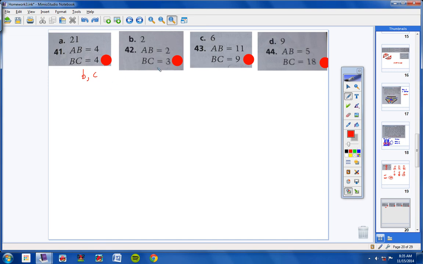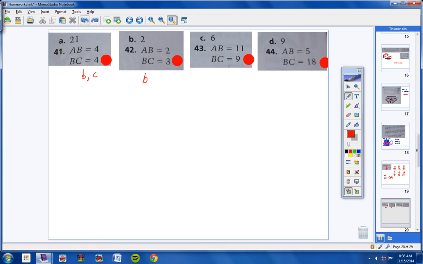Okay, let's come over here. Let's use 21, 2, and 3. That's not going to work. 2, 3, and 21. Your 2 smallest sides, 5, are not greater than your third side. So A would not work. Let's try B. 2, 2, 3. Well, 2 plus 2 is greater than 3, so we're good. So B works. Now let's try C. 2, 3, 6. That would not work because 2 plus 3, 5 is not greater than 6.